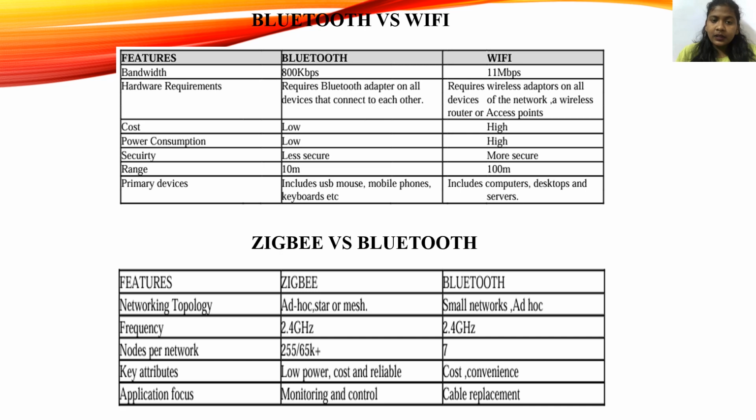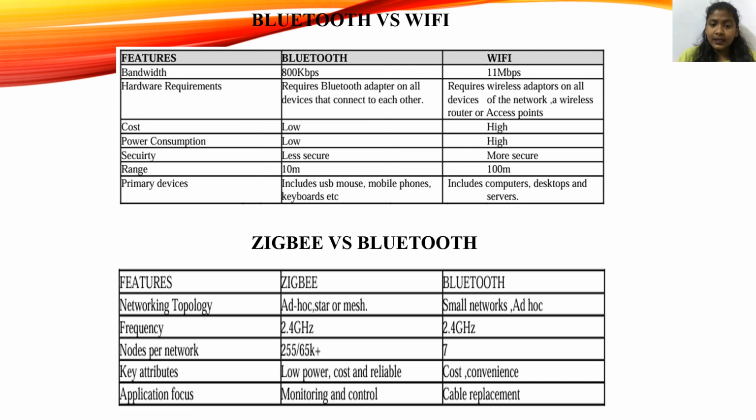Power consumption: Bluetooth has low consumption, and in Wi-Fi there is high power consumption. Security: Bluetooth is less secure, and Wi-Fi is more secure. Bluetooth ranges up to 10 meters and Wi-Fi ranges up to 100 meters. Primary devices of Bluetooth include USB, mouse, mobile phones, keyboards, etc. In Wi-Fi, the primary devices include computers, desktops, and servers.